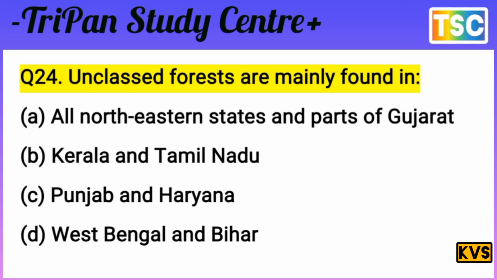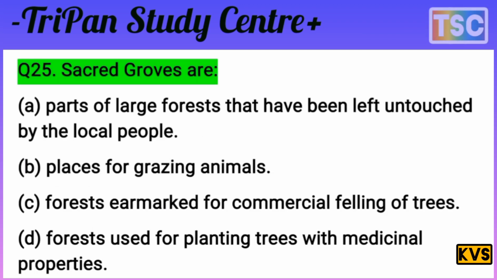Let's see what our answer is to this question. Unclassed forests are mainly found in. Kerala and Tamil Nadu is not applicable here. Punjab and Haryana, nothing. West Bengal and Bihar is an odd answer. The right answer is A, all north-eastern states and part of Gujarat. Unclassed forests are mainly found in all north-eastern states and part of Gujarat. That's an important answer.